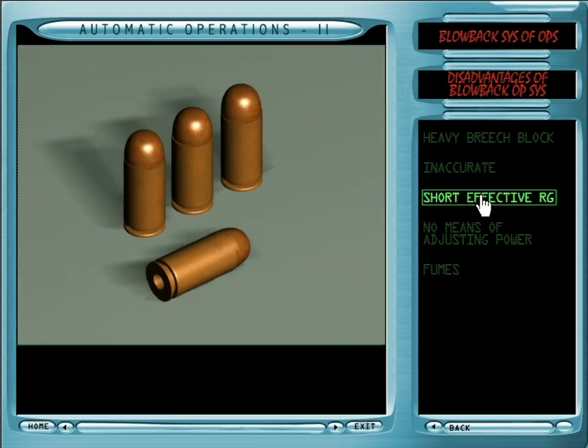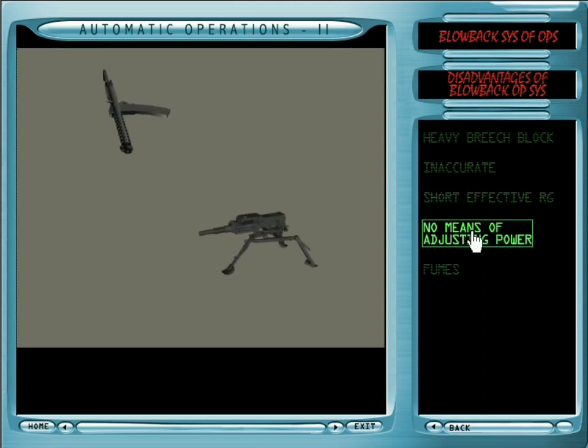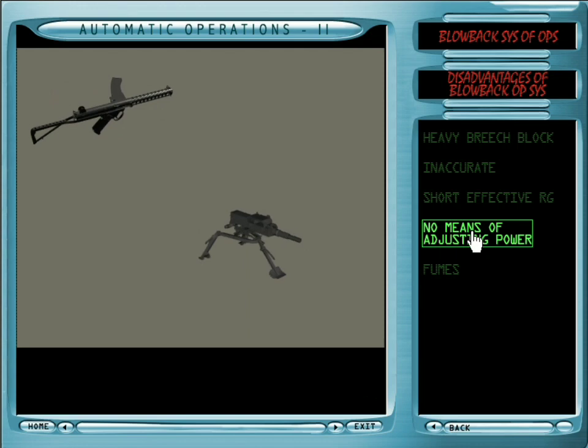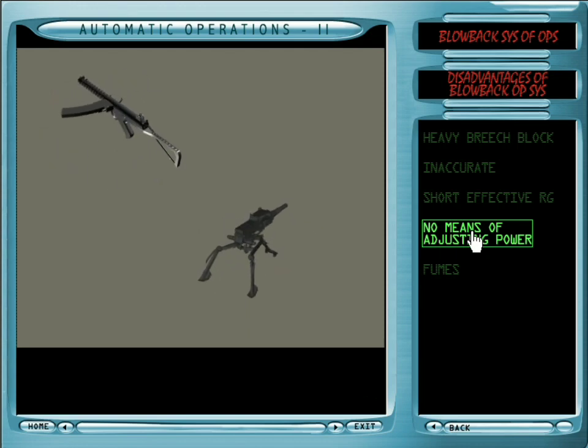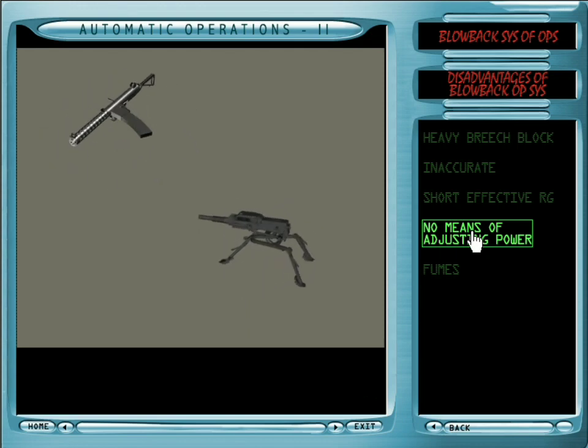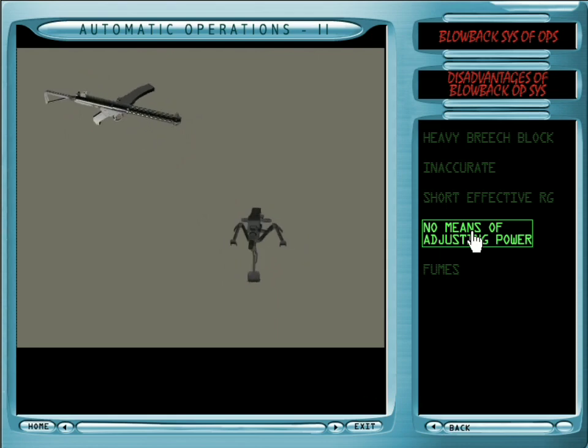Short effective range. Because of the use of low powered ammunition, as also the poor accuracy at long ranges, blowback operated weapons have a considerably short effective range. No means of adjusting power. As in the case of gas operated weapons, blowback operated weapons do not have any means to adjust the power.